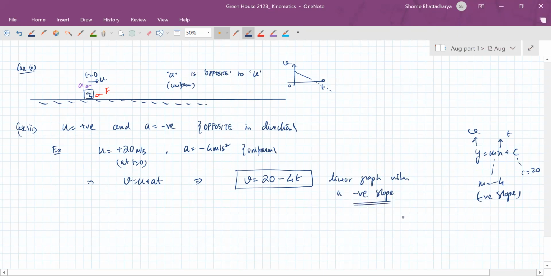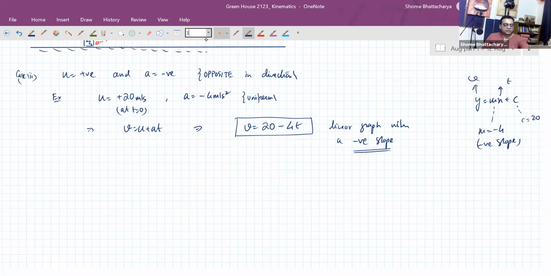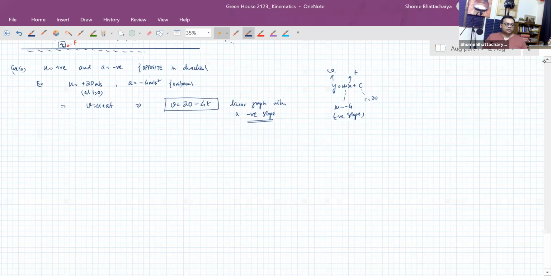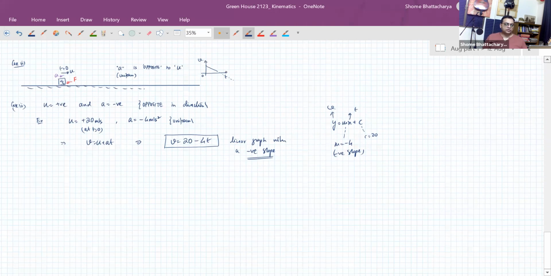Now, what is a linear graph? Linear is straight line, beta. Any equation of the type y is equal to mx plus c is called a linear equation, and its graph is called a linear graph or a straight line graph. Whereas an equation of the type ax square plus bx plus c is called a quadratic equation, and its graph is called a parabolic graph.